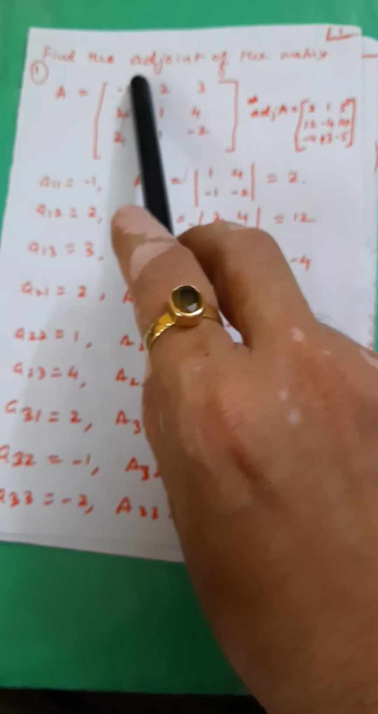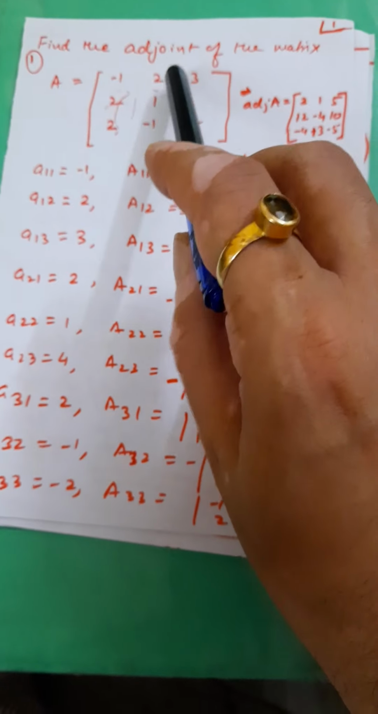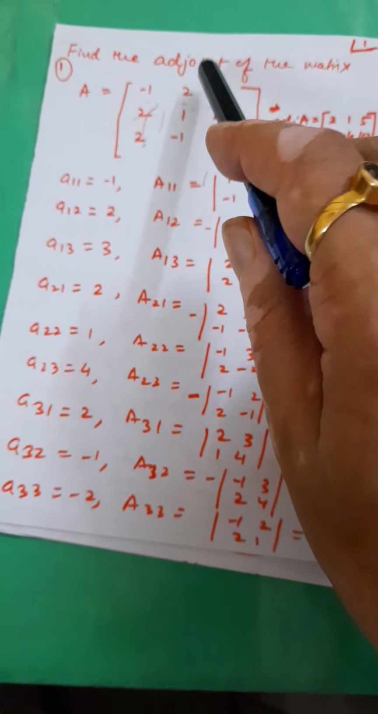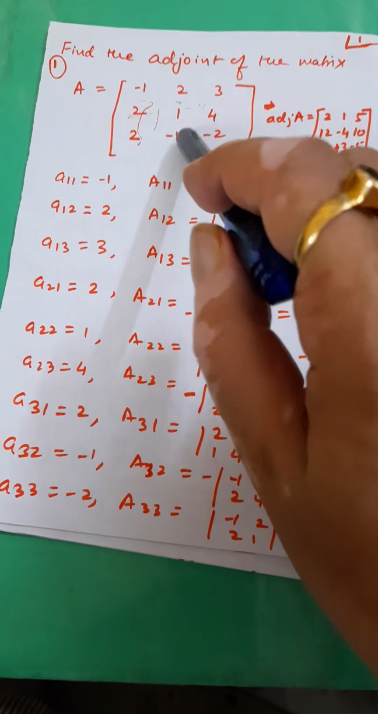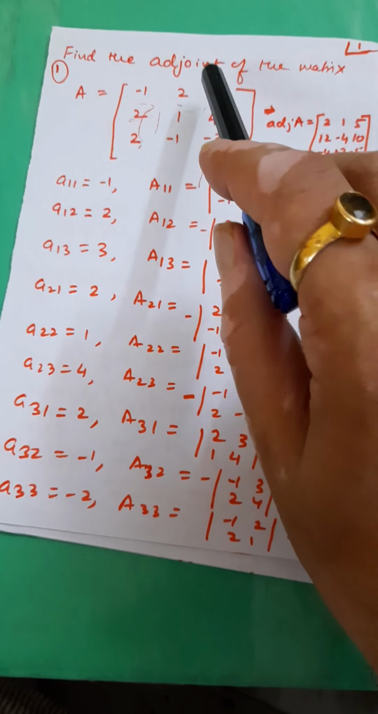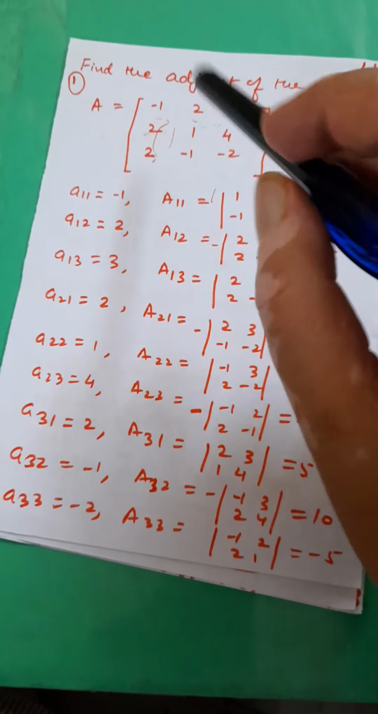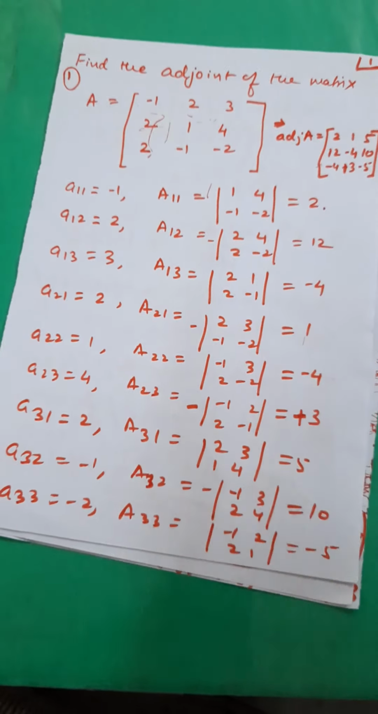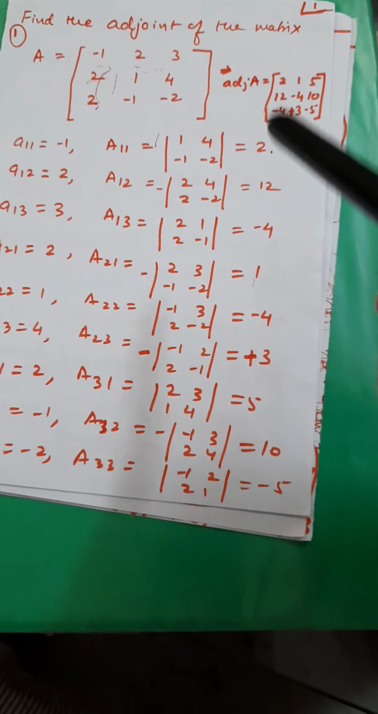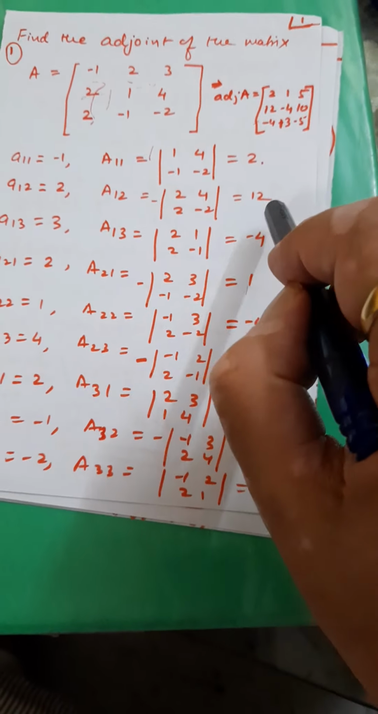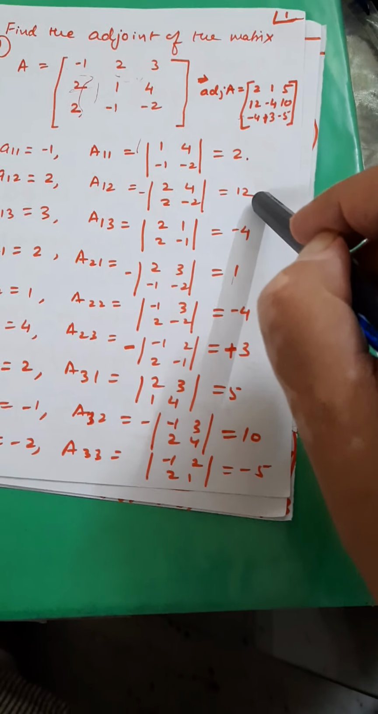In the same way, class, you have this element a12. Small a12 is the element 2, which is the element of first row and second column. So the determinant of the matrix obtained by deleting that row and column where that element lies is 2, 4, 2, minus 2. Well, that's minus 12. And since this sum is odd, the negative sign will come. So minus of minus 12 is 12.